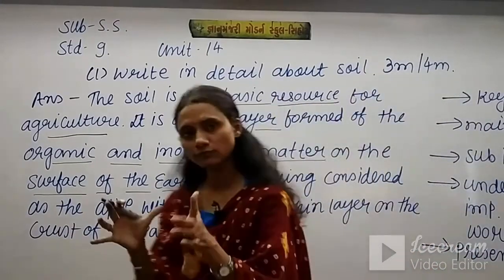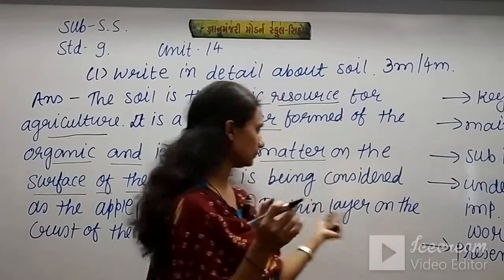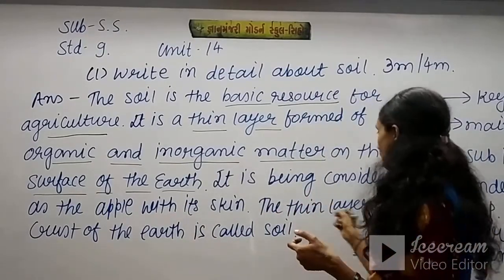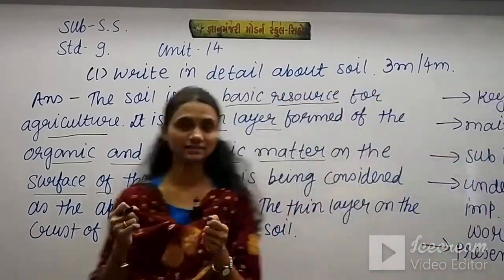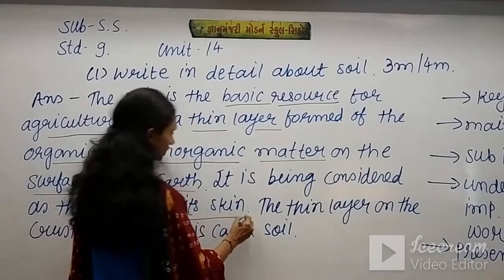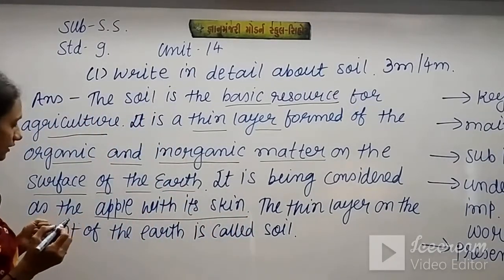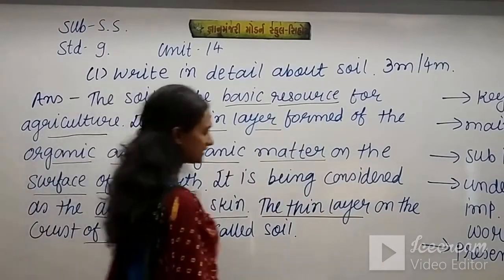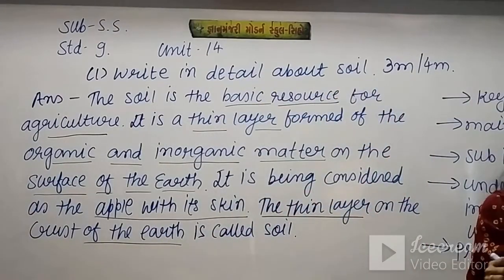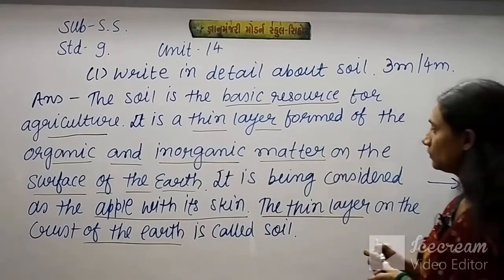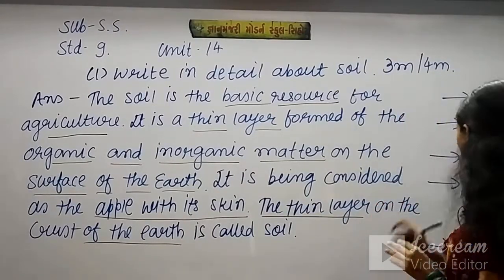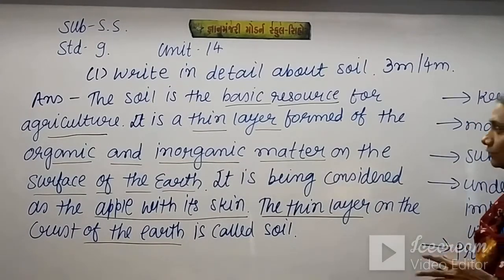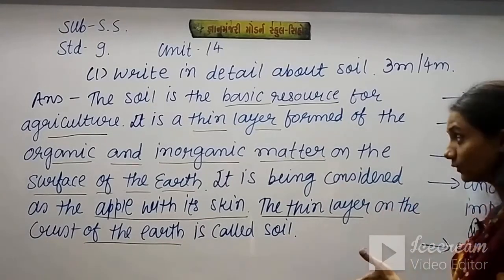It is being considered as the apple with its skin. So soil from earth is being considered as the apple with its skin. This should be underlined. And the thin layer on the crust of the earth is called soil. So this way you can impress the paper checker by underlining keywords. Our first step has been completed here, and the first step is keywords. See, this looks impressive, this looks attractive.